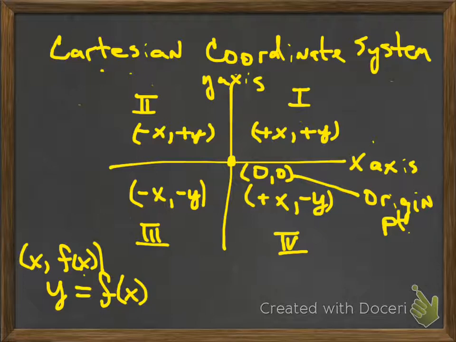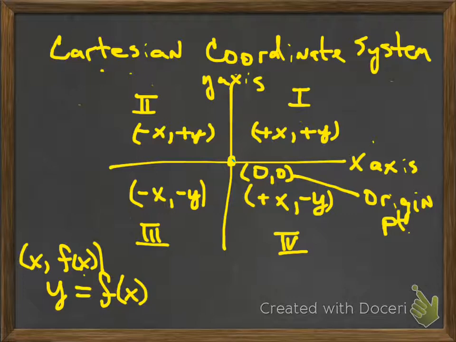Quadrant 2, the x is negative, but the y is positive. Quadrant 3, the x is negative, the y is negative. Quadrant 4, x is positive, y is negative. And in the very center, we have the point 0, 0, which is called the origin point. So keep those things in mind.